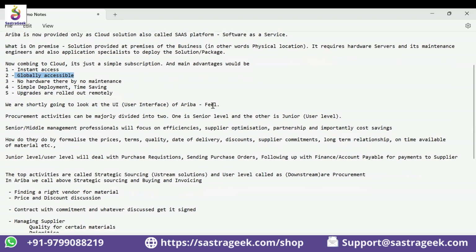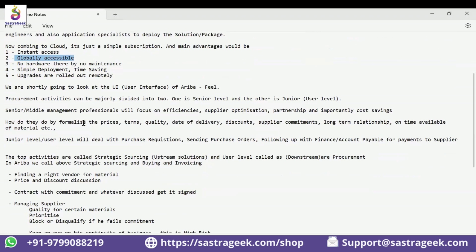We're quickly going to the Ariba user interface. Before that, as I mentioned, there are 2 kinds of activities at the procurement level, which are senior level and junior level. Why do we call it senior level?